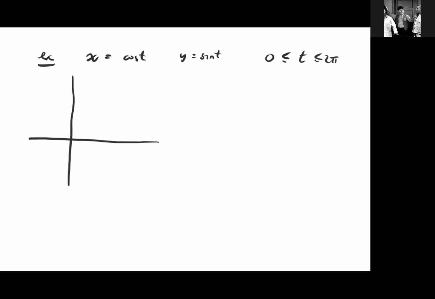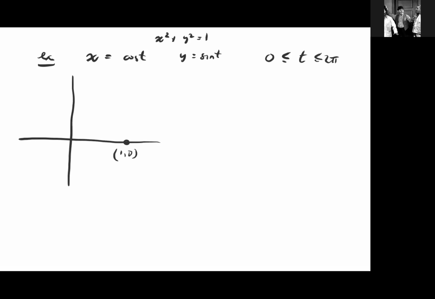The first example that I'd like to give is x equals cosine of t and y equals sine of t, and then let t vary between 0 and 2 pi. So how do we plot this? Well, we can note that cosine squared t plus sine squared t is 1, so x squared plus y squared is 1. And since t is going from 0 to 2 pi, it starts with t equals 0, which gives you the point x equals 1, y equals 0, so there's (1, 0).